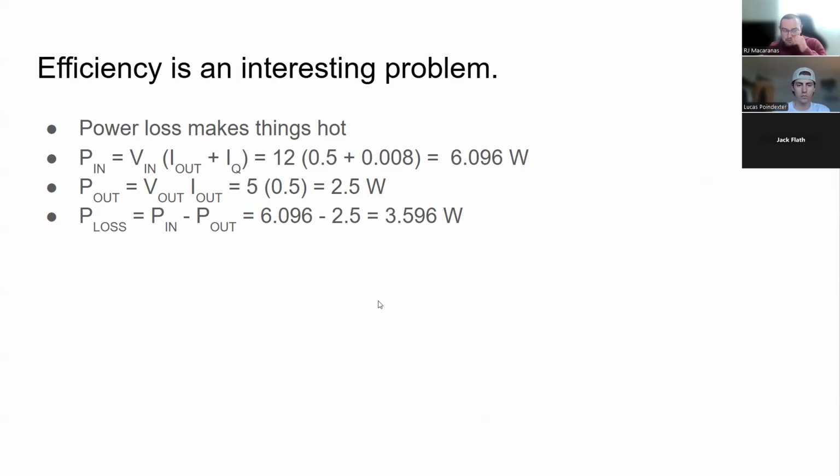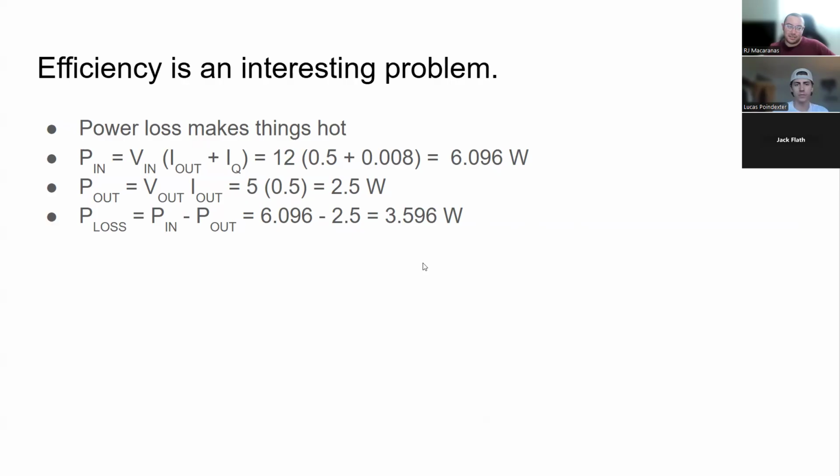Here I've just done some math to show you how much power we're losing. We're inputting a little over 6 watts of power, but we're only outputting 2.5 watts, in our case where we're designing for something that should output half an amp at 5 volts. You can calculate the power loss by taking the difference of the power in minus the power out, and that's 3.596 watts. You can already see we're losing more power than we're actually outputting. So this is not good.